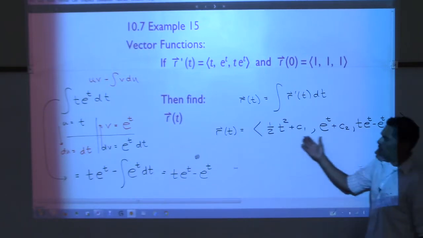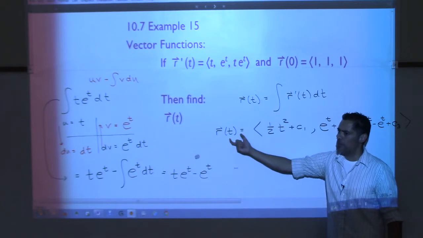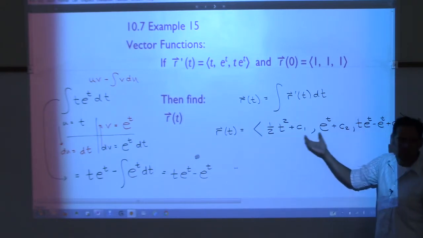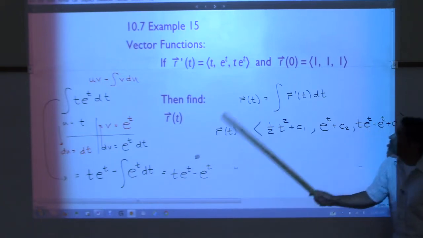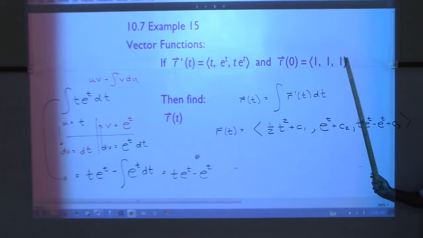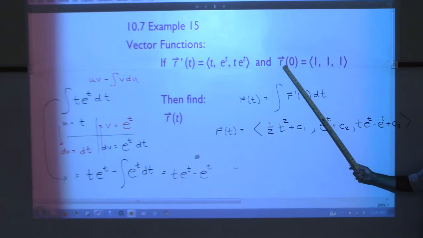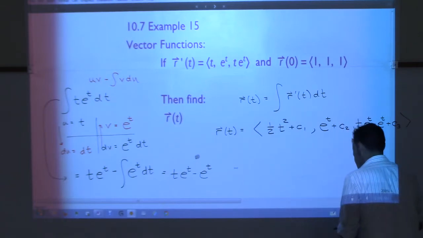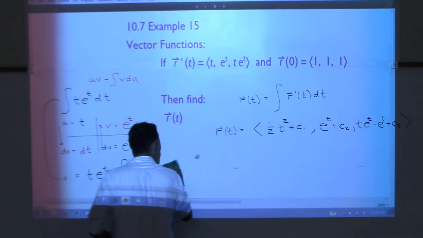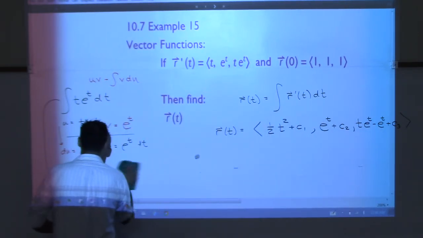So far I know the position function, but I know it within constants. I don't know what these constants are. But that's where this information comes into play, right? It tells me that when I plug 0 into the position function, it should spit out 1, 1, 1. That means when I plug in 0, and I'll do this in a different color so you understand that I'm now evaluating this vector function.